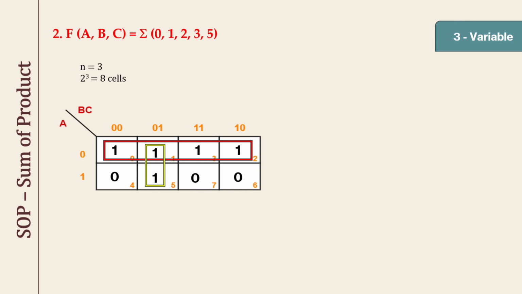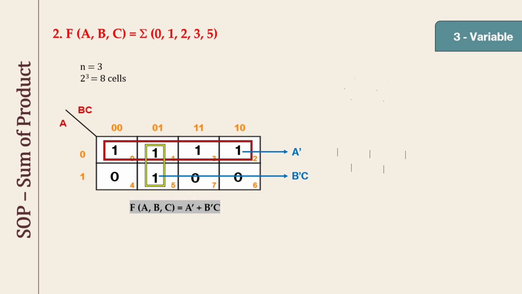Now let's move on to naming the groups. In the first group, which is marked in red, we don't see anything common between the columns, but all the variables in that group are in the same row. So we can consider A bar as the group. In the second group, we have 2 variables which are present in different rows but in the same column, so we are going to consider B bar C as the group name. So the final expression will be f of A, B, C is equal to A bar plus B bar C.